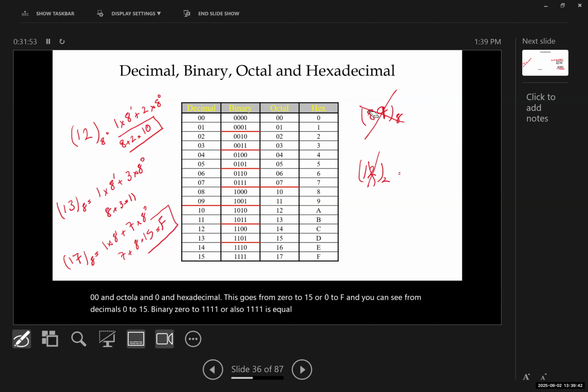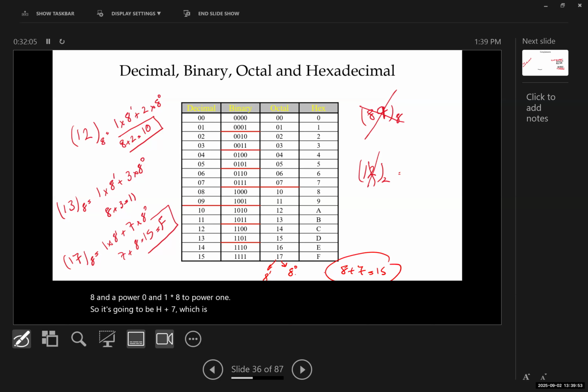If you want to convert this easily, you can convert it back. 7 times 8 to the power of 0 and 1 times 8 to the power of 1. So it's going to be 8 plus 7, which is 15. 17 is 15.